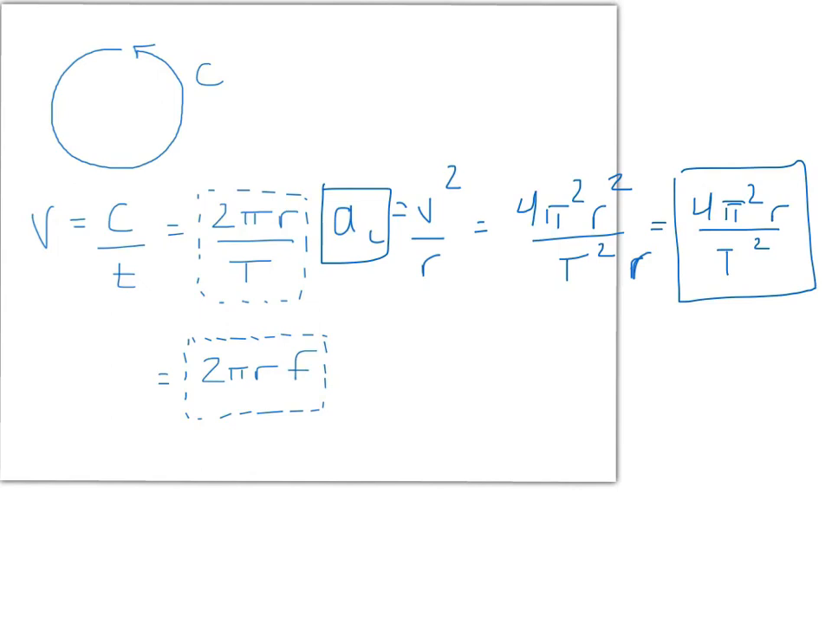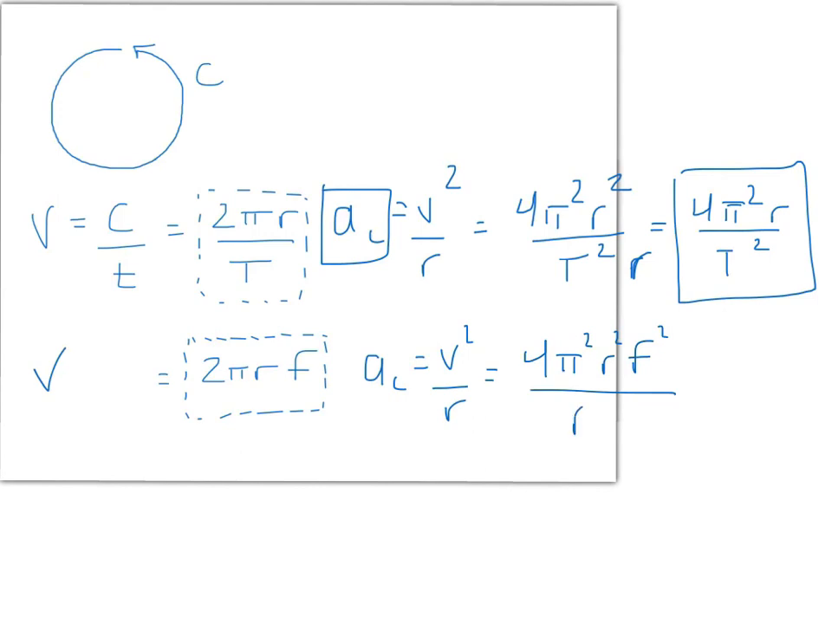Let's do the same thing for frequency, and then we'll call it a wrap. All right, so velocity is also 2 pi r f, right? We also know that centripetal acceleration equals v squared over r, right? We just said that a minute ago. So let's take and let's square that v. So we square the 2, we square the pi, we square the r, and we square the f. So that's going to be 4 pi squared r squared f squared right there, right? That whole velocity squared, all over r.